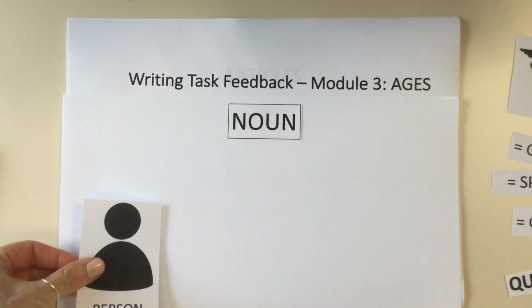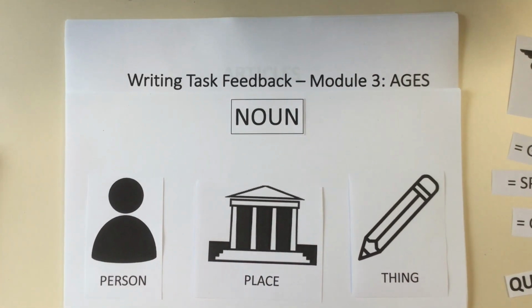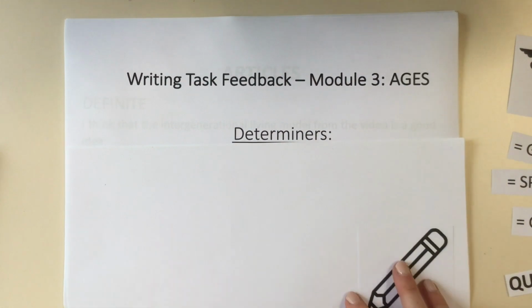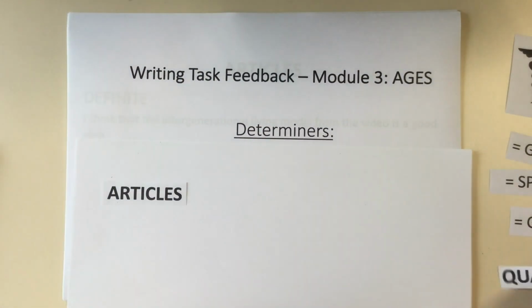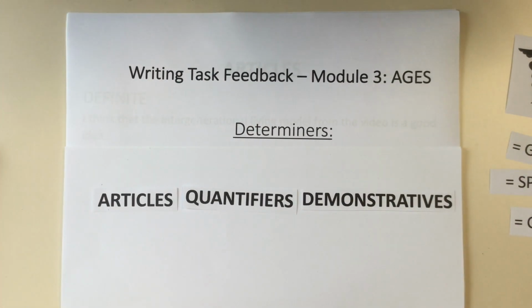Just as a reminder, a noun is a person, a place, or a thing. With nouns come determiners, which are words that determine a certain quality of the noun. In this video, I will present to you three different types of determiners: articles, quantifiers, and demonstratives. Let's start with the basics.